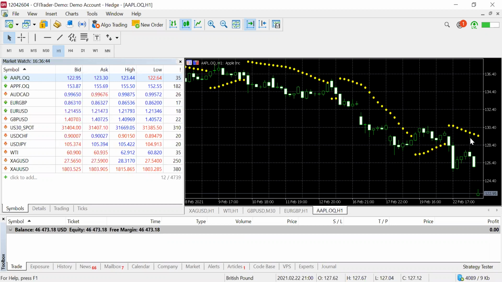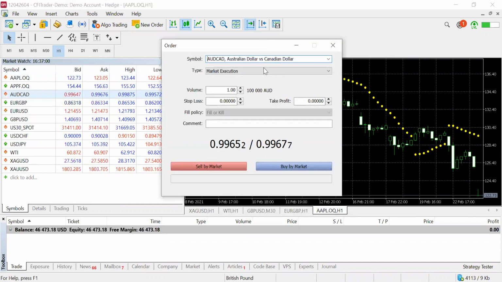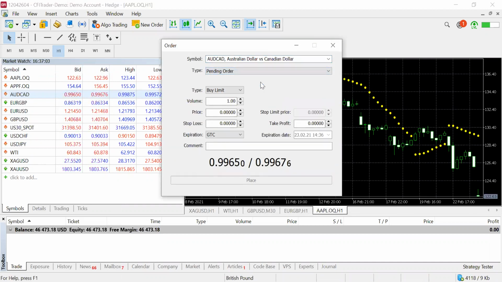Okay, pending orders, the limit and stop orders. Perfect. So as I mentioned to you before, with the pending orders, if you go to new order, let's go with the Aussie and CAD. If you click on pending order, you will have different types. I don't know if any of you guys were in my webinar yesterday where I explained the definition of what the limit orders are.